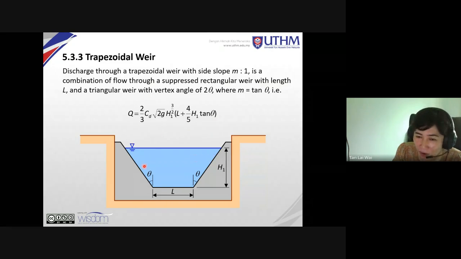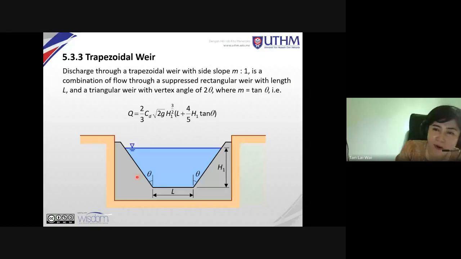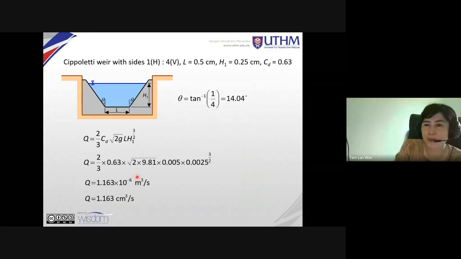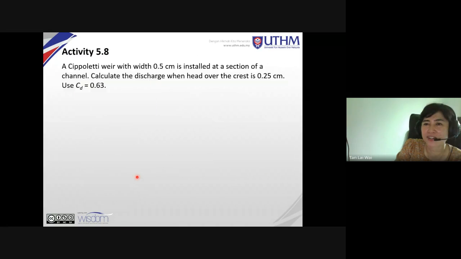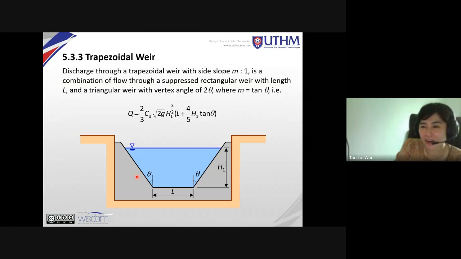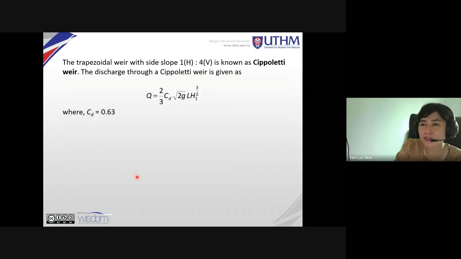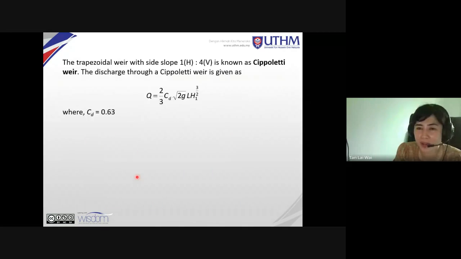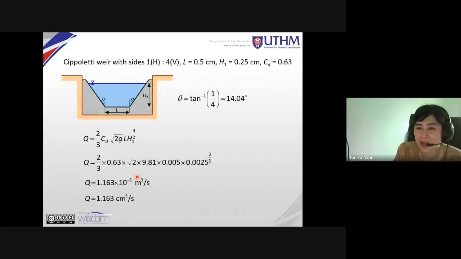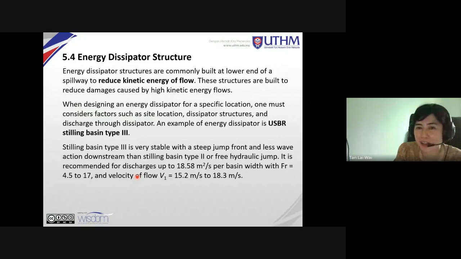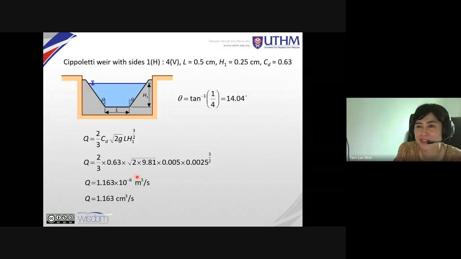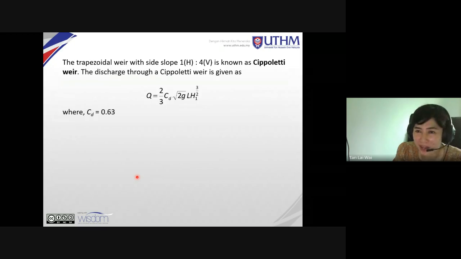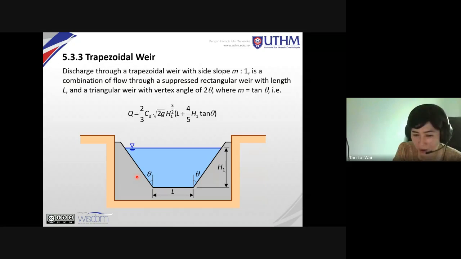Now, except for when the slope is 1 to 4, it is known as the Cipolletti weir, which is this one. But there's no explanation on it. Don't worry. Try all this out. You have exercises, not too many. I think you have 1 more hour for this hydraulics class. Try it out. It's very straightforward. We'll continue our class with design of energy dissipating structures next Thursday. Do you have any questions so far?